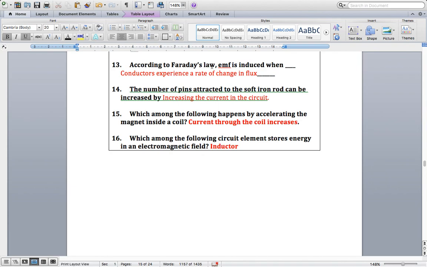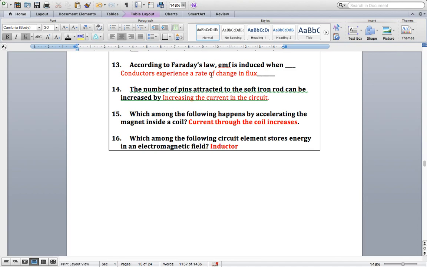According to Faraday's law, EMF is induced when a conductor experiences a rate of change in flux. Which means that if you pass a current through the coil of an inductor, there will be a voltage, right? That voltage is called EMF. That EMF will be produced only if there is a magnetic field, right? So this is the answer: the conductor experiences a rate of change in flux, which means a magnetic field.